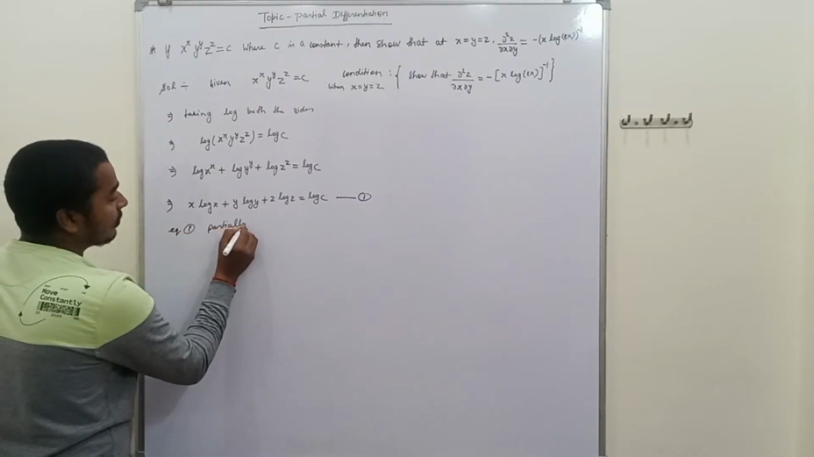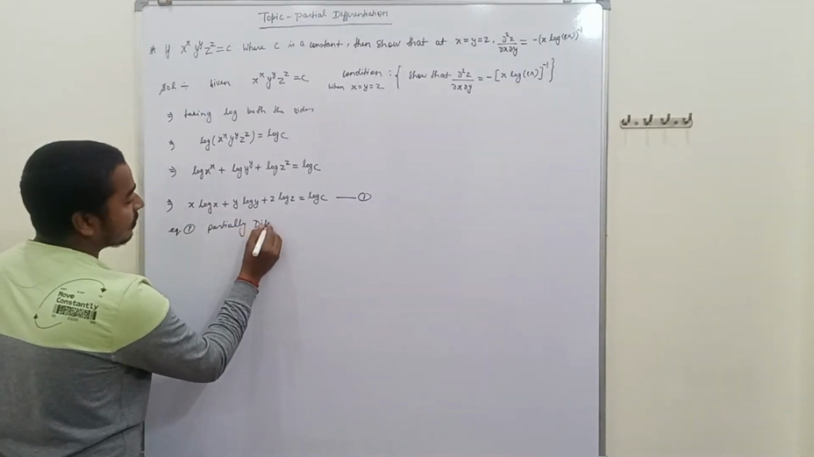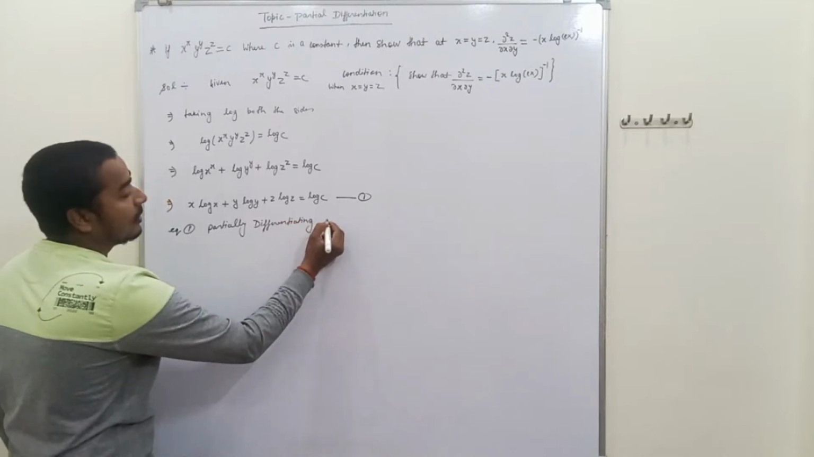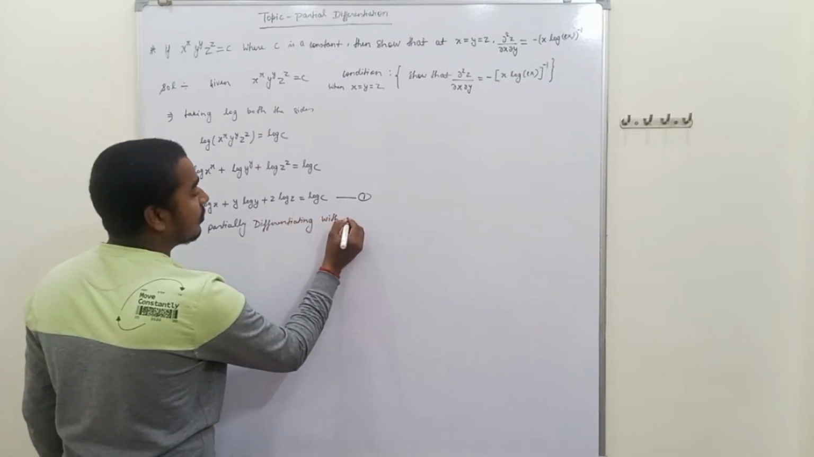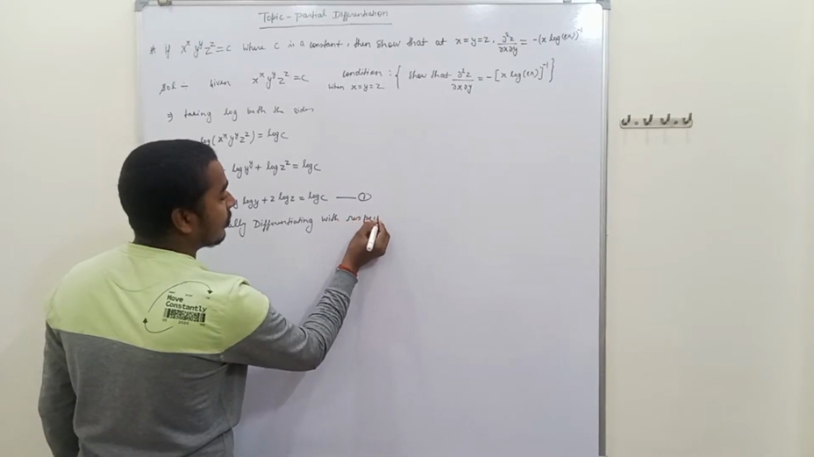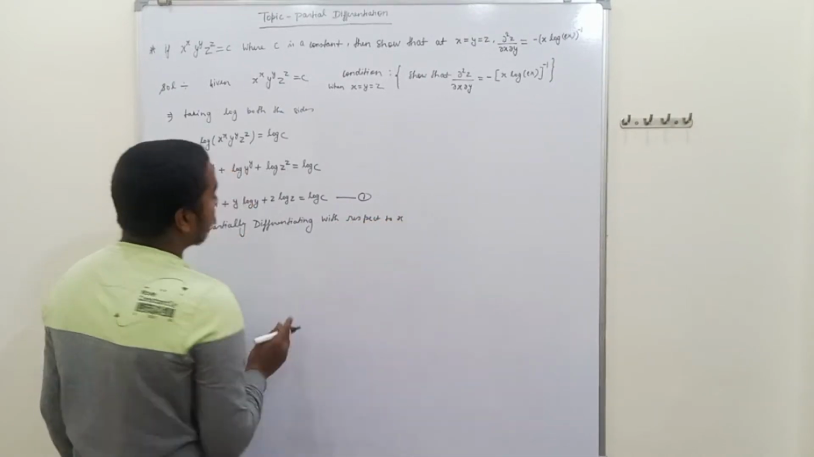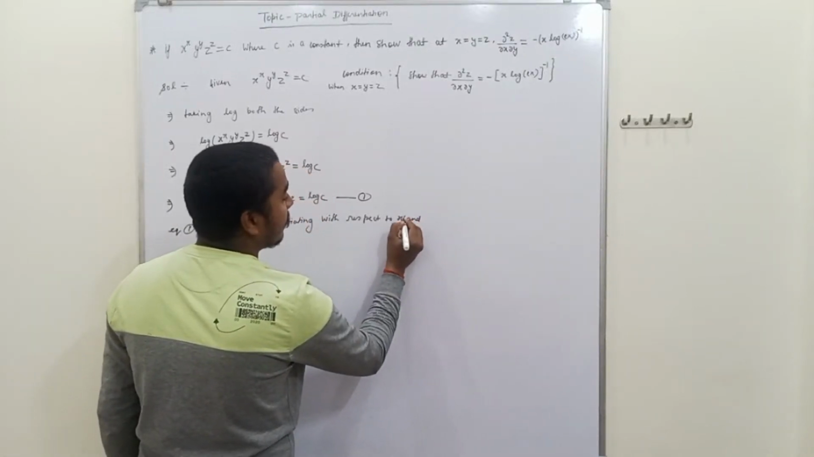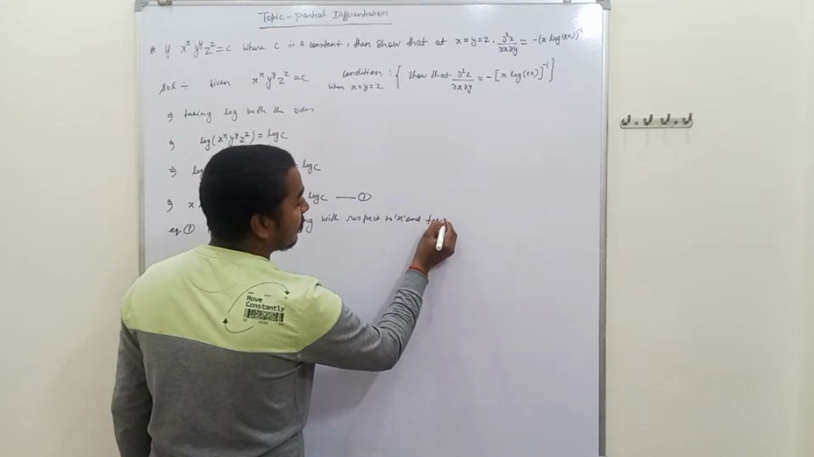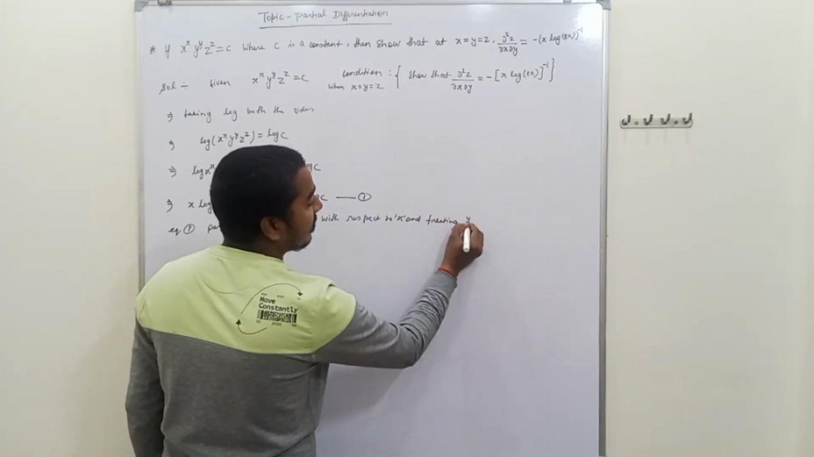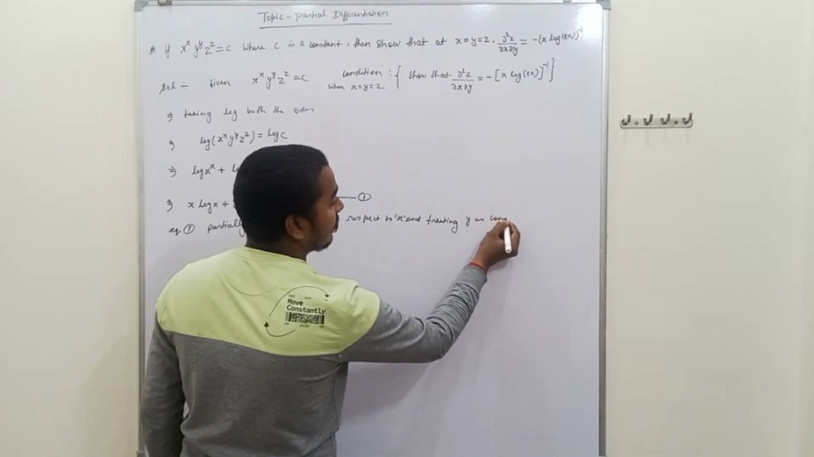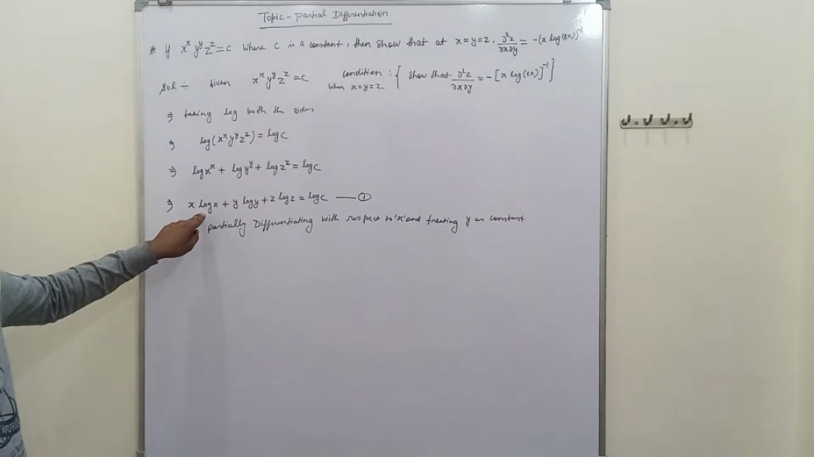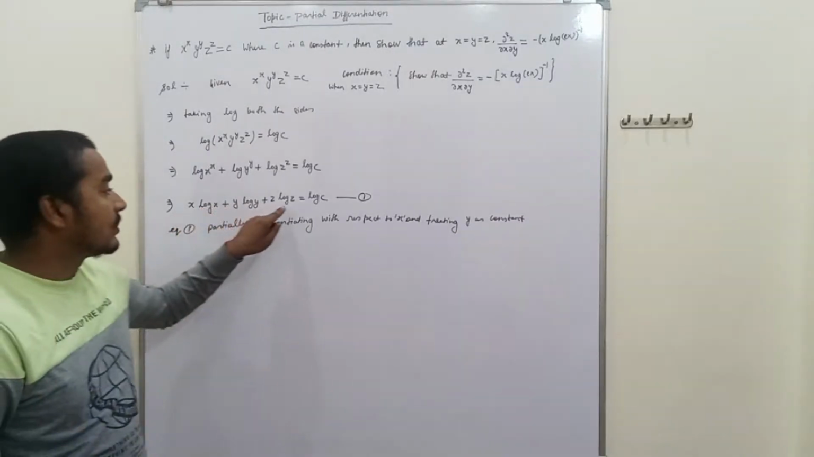Equation 1, partially differentiating with respect to x and treating y as a constant. Here z is the function of x and y.